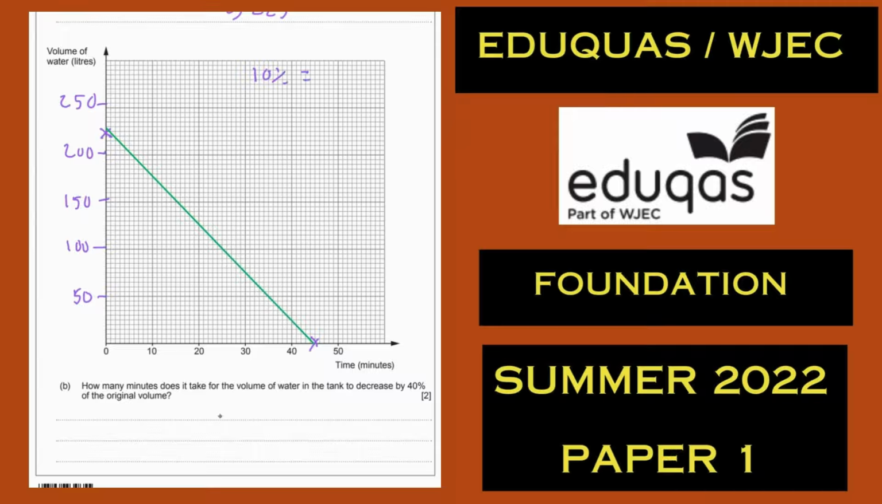What's 10%? Divide by 10. If you're going to decrease by 40, how far down here are we going to go? So times it by 4. I just double it because you get to 45 and double it again. So we're looking for it to fall by 90.